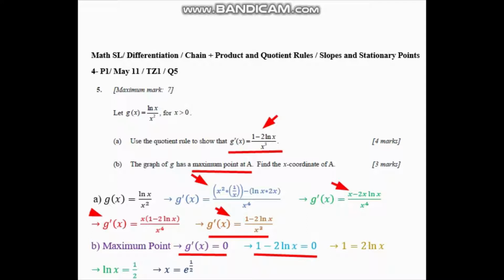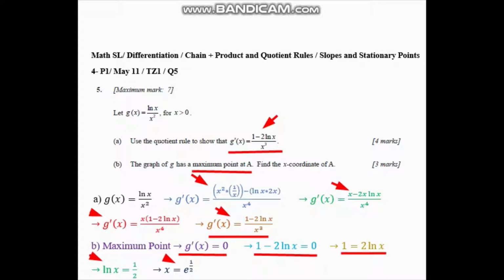1 minus 2 ln x equals 0. Therefore 1 equals 2 ln x. I just took the 2 ln x to the other side. Then I divided both sides by 2, obtaining ln x equals half. And I found the inverse of the natural logarithm, so x equals e to the power of half. Now we are done with the question.